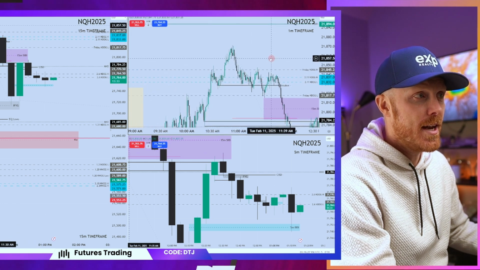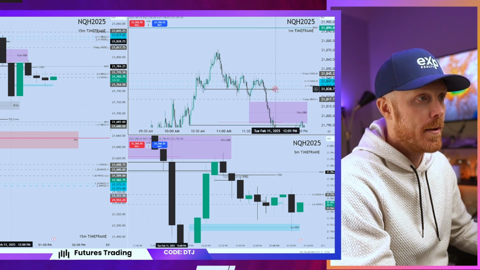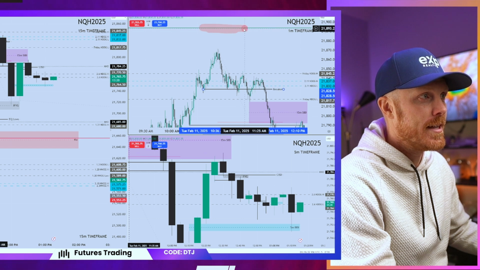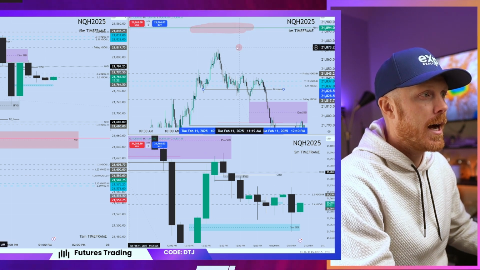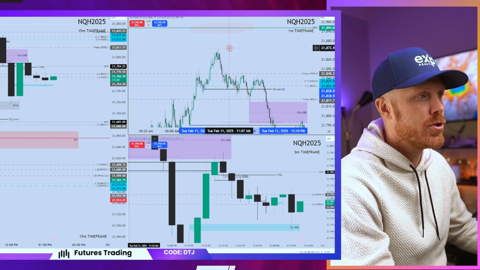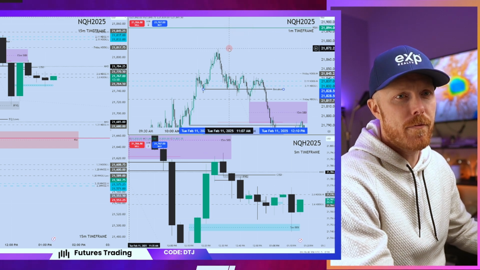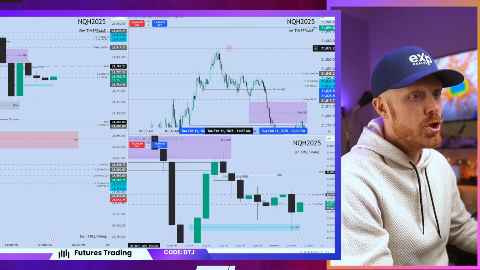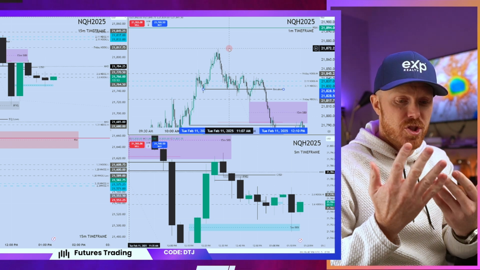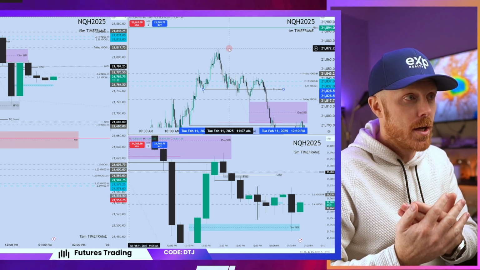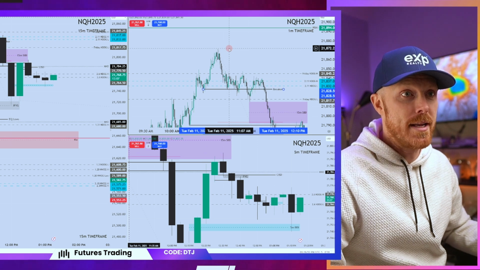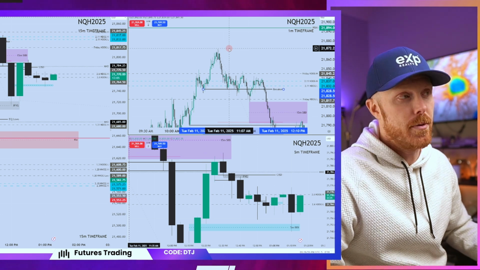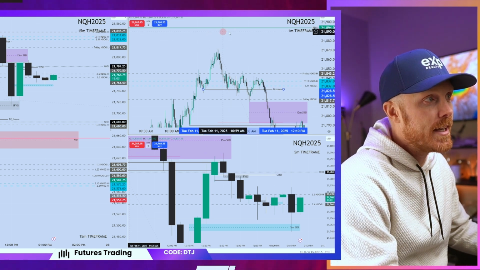Now, this was not an A-plus setup. Why? Because I really would have wanted it to hit this level right here. This was the previous day high. And I always want my trades to hit a higher time frame key level to add to that list of check boxes that I'm looking to mark to determine if it's going to be an A trade, an A minus, A plus, B plus type setup. Well, this one didn't actually give that.